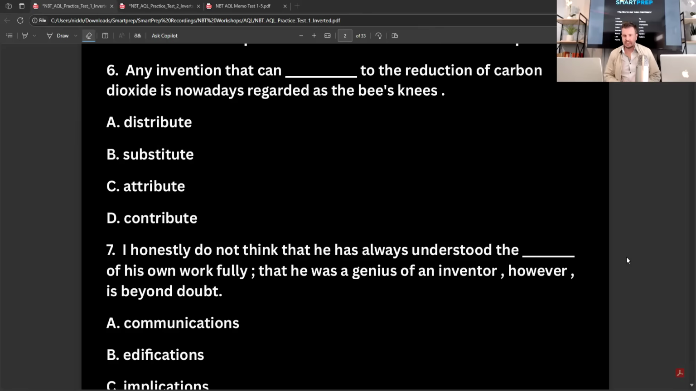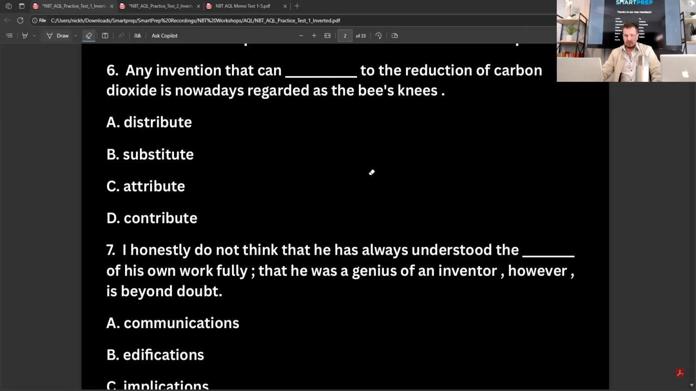Okay, so for the vocabulary section, what you have to do is attribute the correct word to the sentence. I notice I've actually used the word attribute, which is one of the possible answers for question 6. It is not the correct answer, though. What I like to do is read these and see which makes the most sense, to see what sounds right first. Any invention that can distribute to the reduction of carbon? No. To substitute to the reduction of carbon? No. To attribute to the reduction of carbon sounds more correct, but let's check D. Can contribute to the reduction of carbon would be the correct answer.